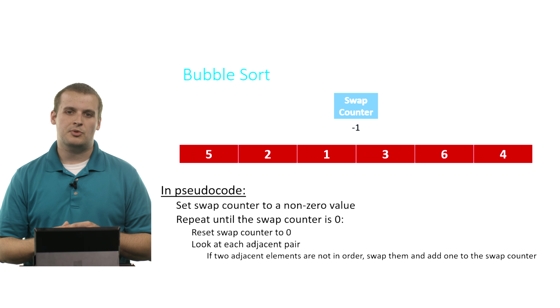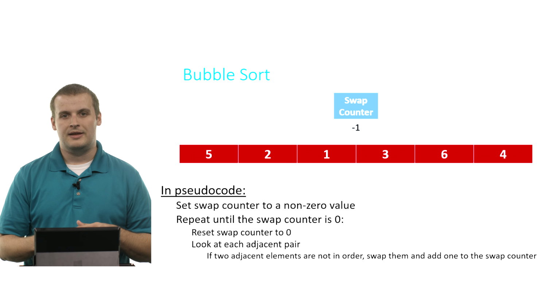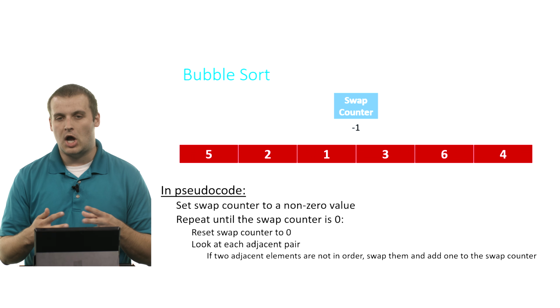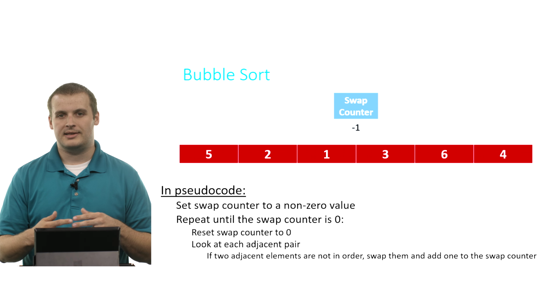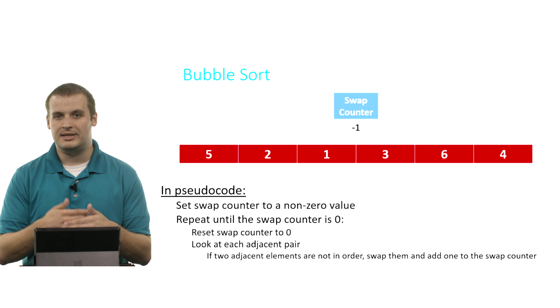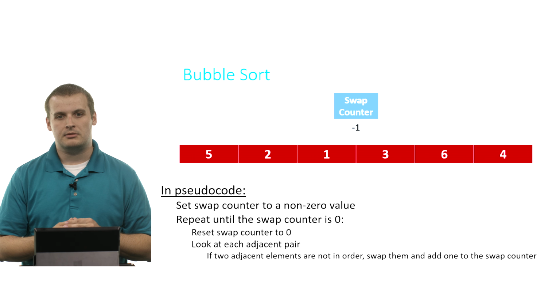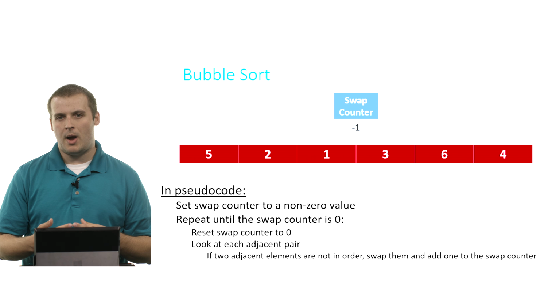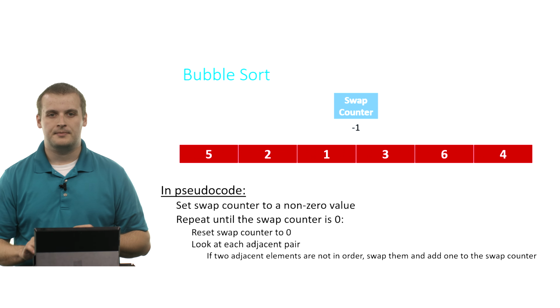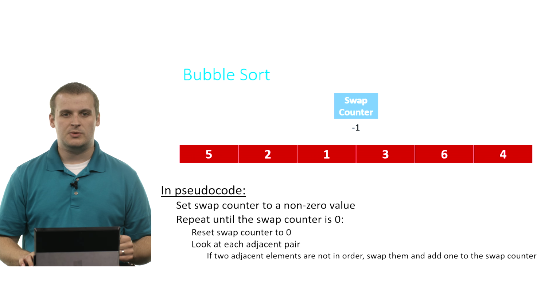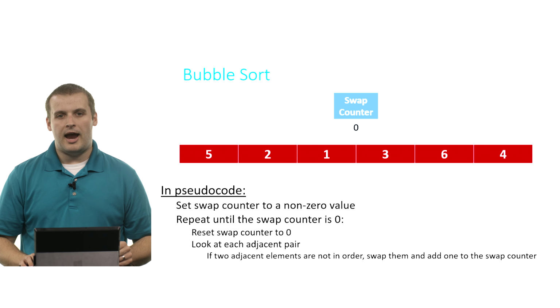We want to repeat this process until the swap counter is 0. This is why I set my swap counter to some non-zero value, because otherwise the swap counter would be 0. We wouldn't even begin the process of the algorithm. So again, the steps are reset the swap counter to 0, then look at every adjacent pair, and if they're out of order, swap them and add 1 to the swap counter. So let's begin this process.